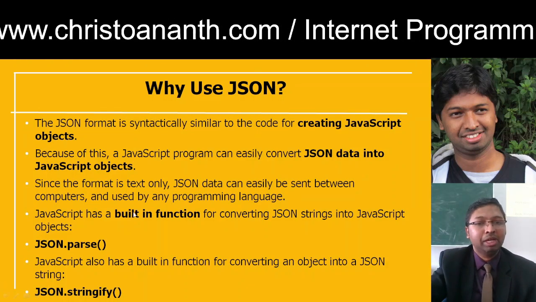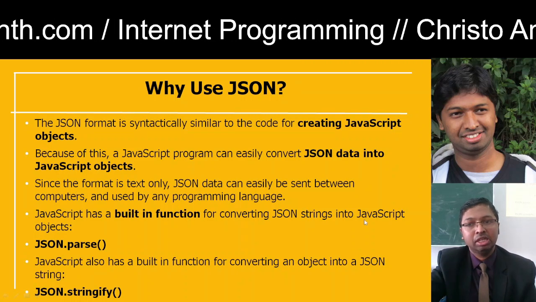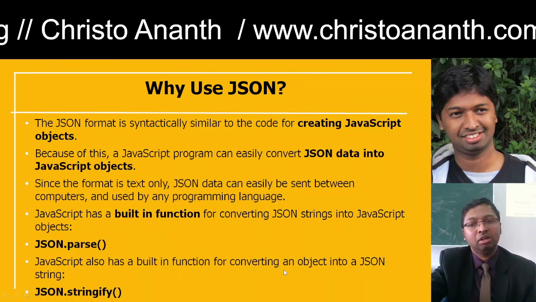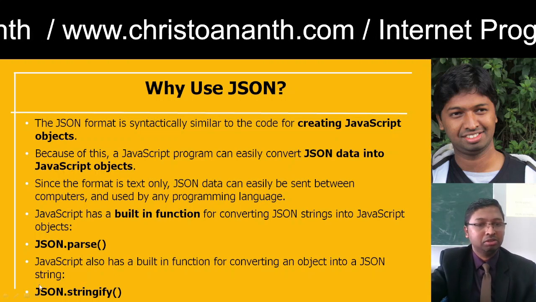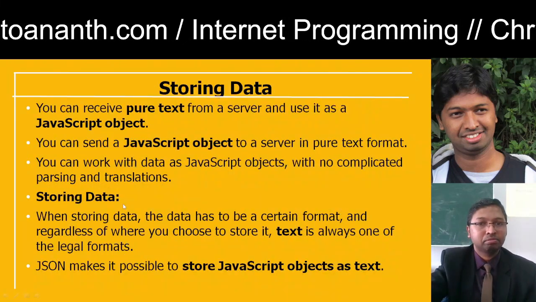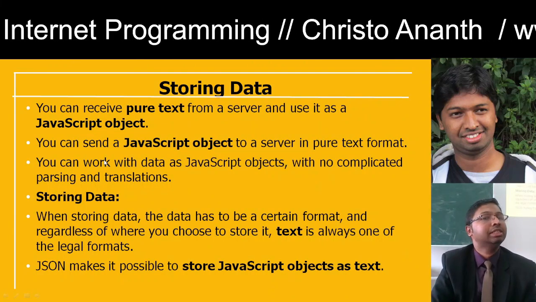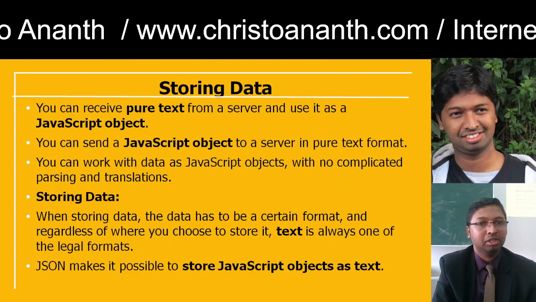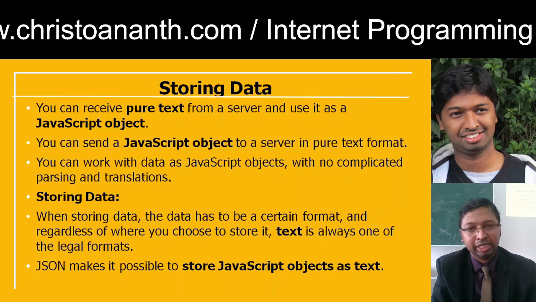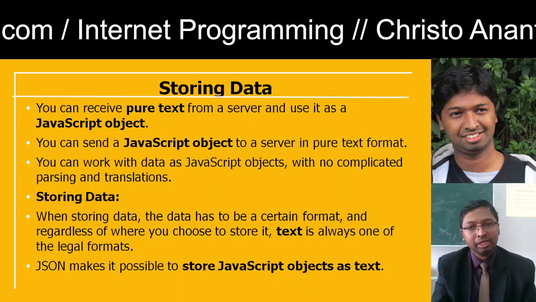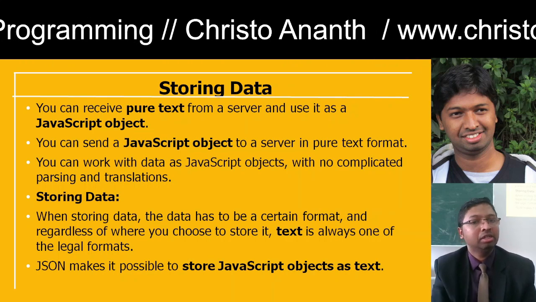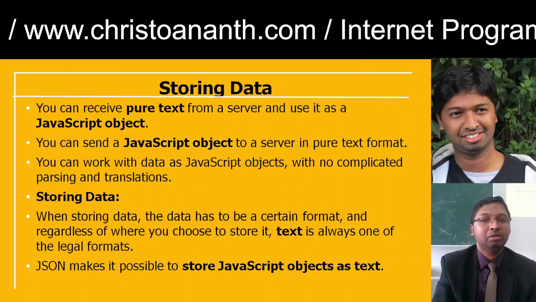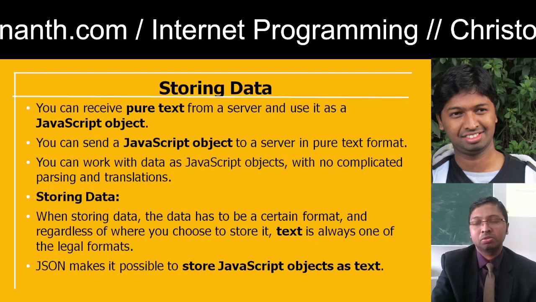Here you'll have a built-in function for converting JSON strings into JavaScript objects, so JSON.parse, and a built-in function for converting an object into a JSON string, so JSON.stringify. Okay, and you can also use it as a JavaScript object. So maybe you can send this JavaScript object to the server in text format. You can store the data also, like the data has to be stored in a certain format, and regardless of how you use it, text is one of the most commonly used formats with JSON. So you can use the JavaScript objects as text also.